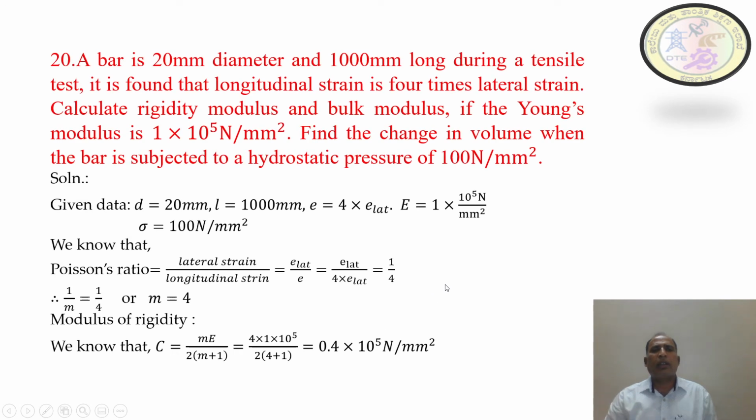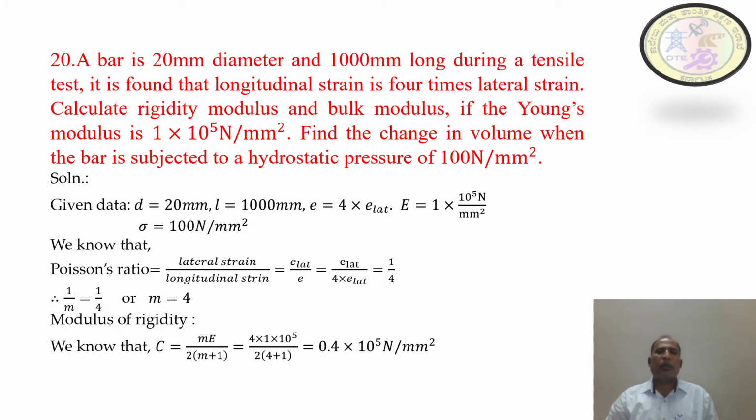Next, a bar is 20 mm diameter and 1000 mm long. During a tensile test, it is found that longitudinal strain is 4 times lateral strain. Calculate rigidity modulus and bulk modulus if the Young's modulus is 1 × 10^5 Newton per mm square. Then find the change in volume when the bar is subjected to a hydrostatic pressure of 100 Newton per mm square. You have to calculate the value of shear modulus and bulk modulus and also the change in volume.